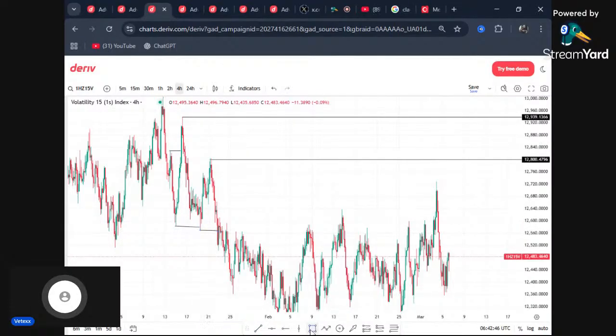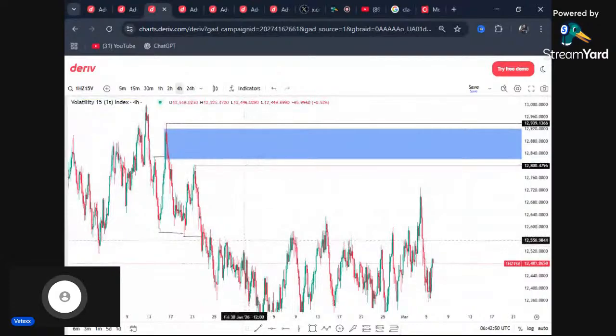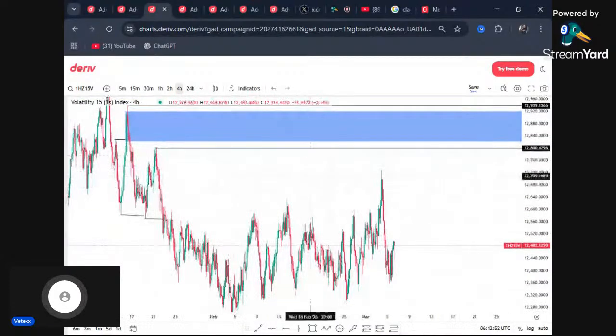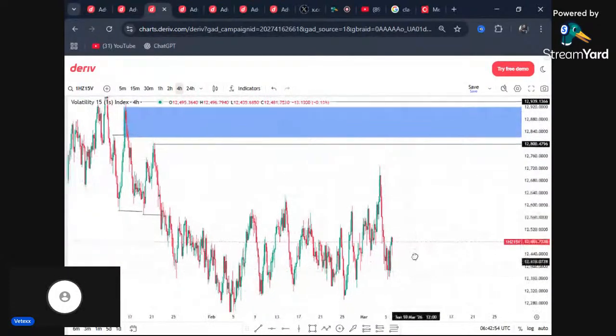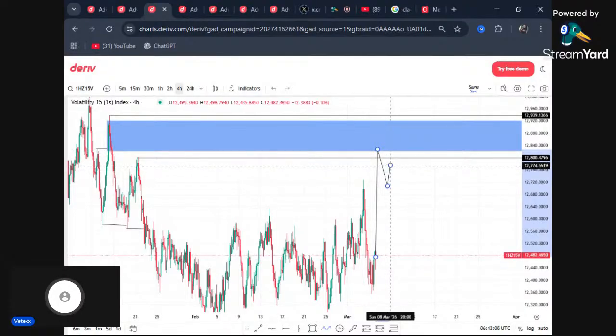And then this zone becomes our point of interest. So what do we do? We are anticipating price to tap into this zone and then sell in the opposite direction. Once we tap into it, it gives us our continuation entry, which is what we anticipate. Right, we anticipate this move, for price to come back here and then sell to the downside. So this is what we are anticipating.